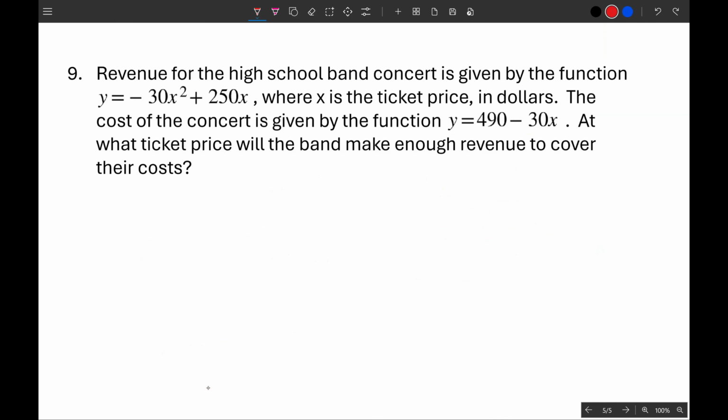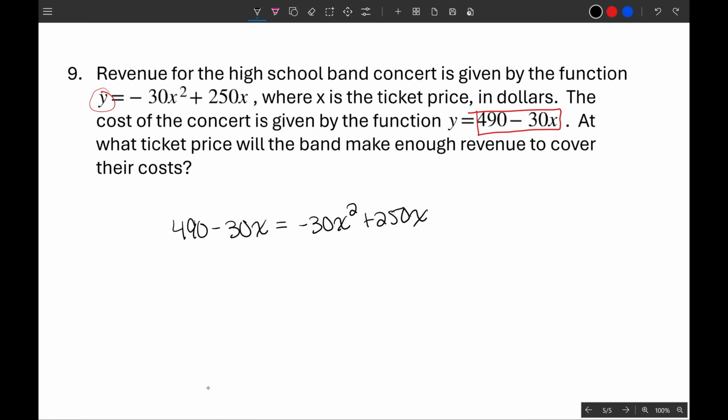All right, revenue for the high school band concert is given by the function y equals negative 30x squared plus 250x, where x is the ticket price in dollars. The cost of the concert is given by the function y equals 490 minus 30x. At what ticket price will the band make enough revenue to cover their costs? So we need to know what the ticket price is going to be when these are equal. All right? So I can take this and plug it in for this y right here. So I have 490 minus 30x equals negative 30x squared plus 250x.